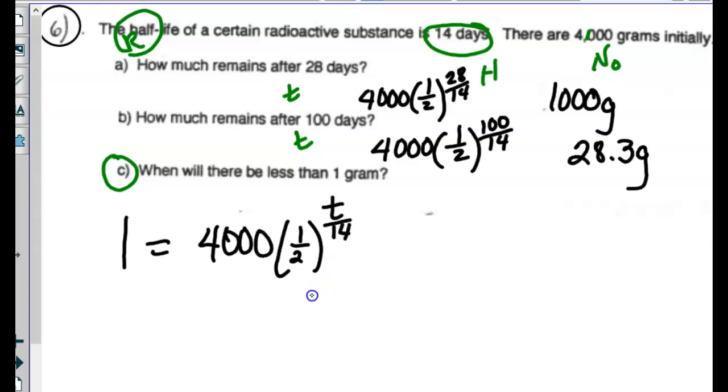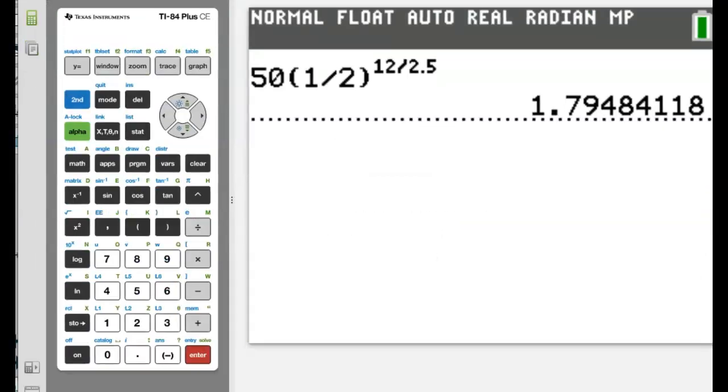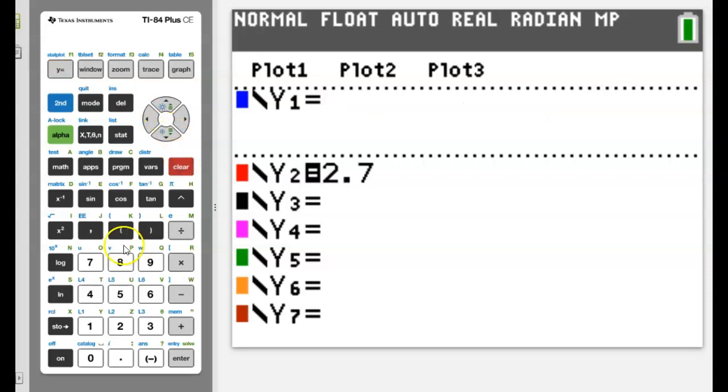Yes. Okay, so what we could do is put this in for y1 and just put a line at 1 and figure out when it falls below. It's the only way we know how to do this question yet. We will eventually learn to do this by working backwards and using a logarithm. But if I put it into the calculator, 4,000, 1/2.